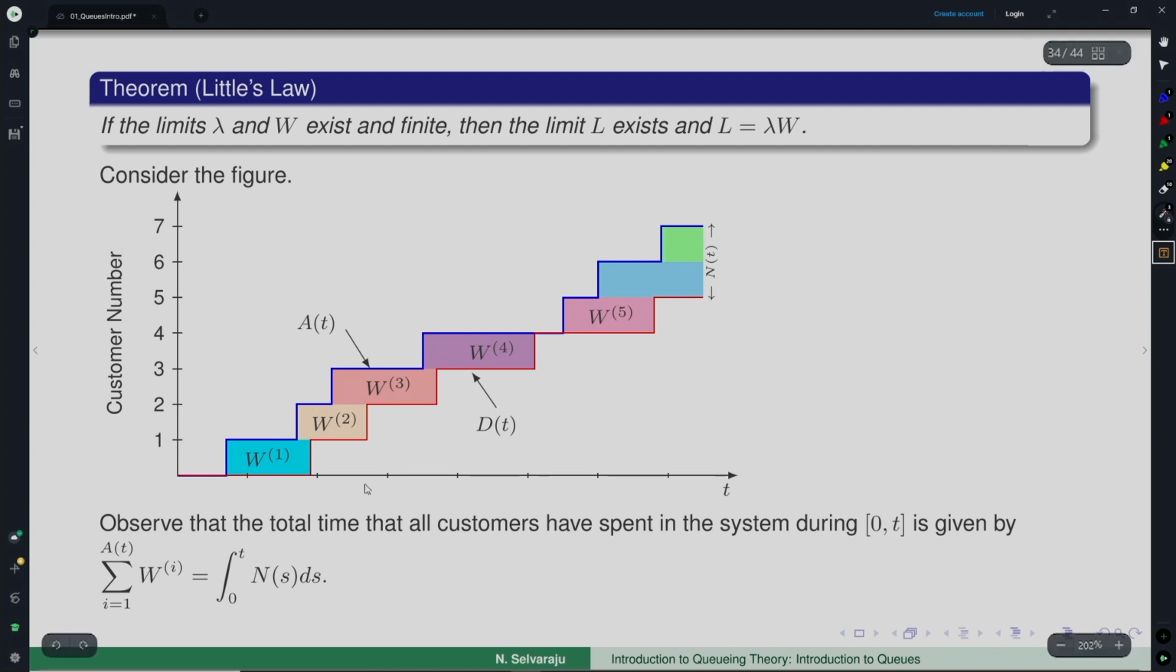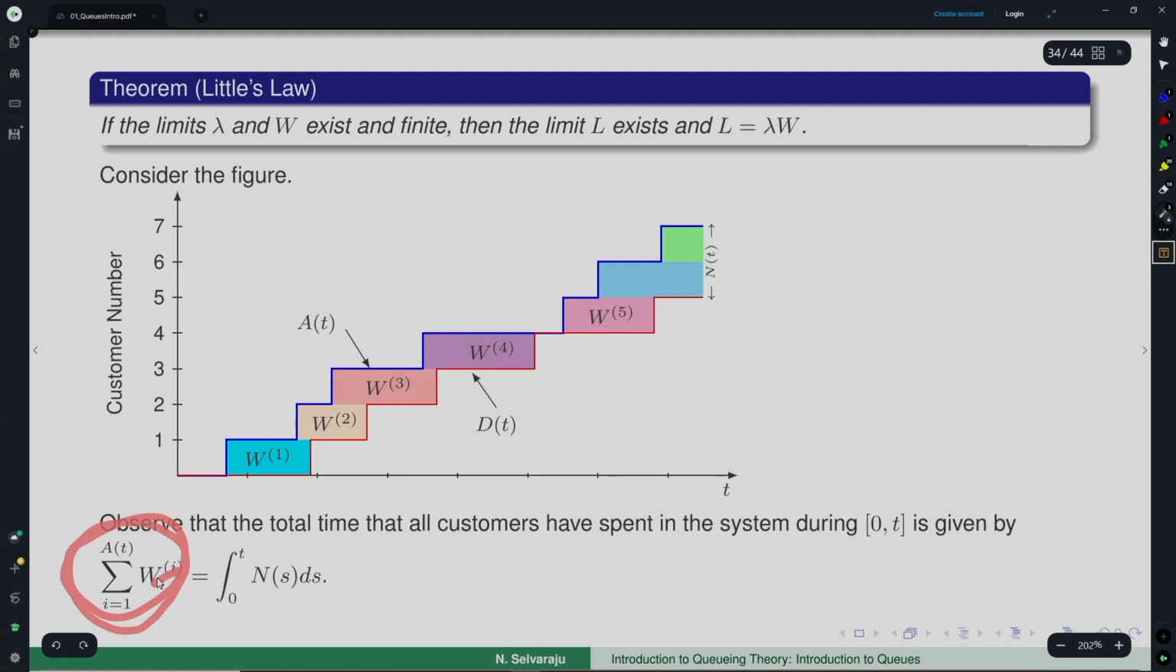Now, what you observe here is that the total time all customers have spent in the system during 0 to t, that means if there were A of t customers, the total time these A of t customers spend in the system is this.